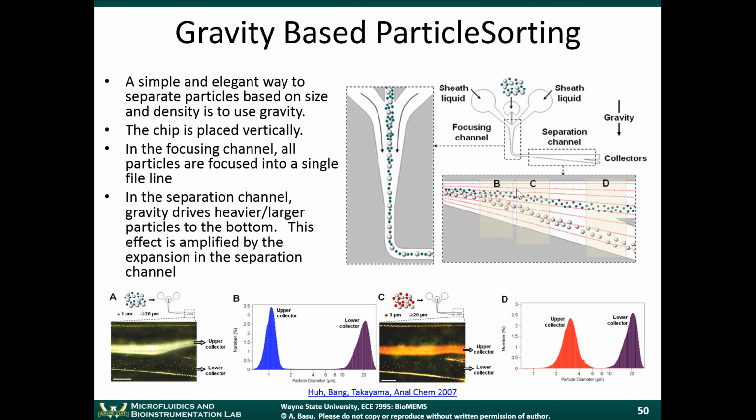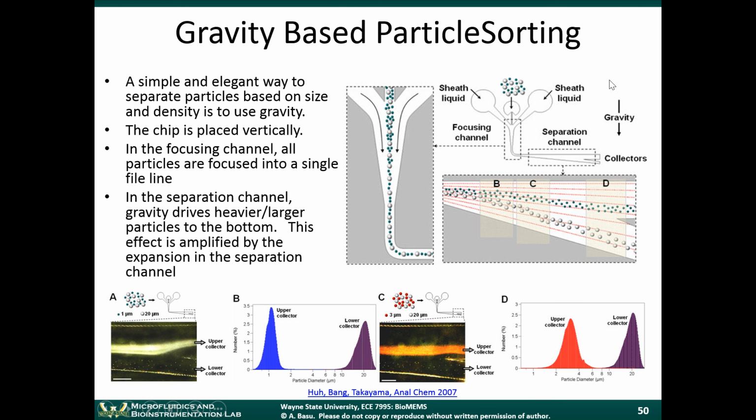First of all is gravity-based particle sorting. A simple and elegant way to separate particles based on size and density is to use gravity. So this is a channel. This was done by Shu's group at Michigan. Shu Takayama was one of my faculty advisors when I was doing my thesis there. This is an elegant technique that can separate particles based on their size. The key thing is that the microfluidic channel has to be placed on its side so that gravity is in the direction that you see here.